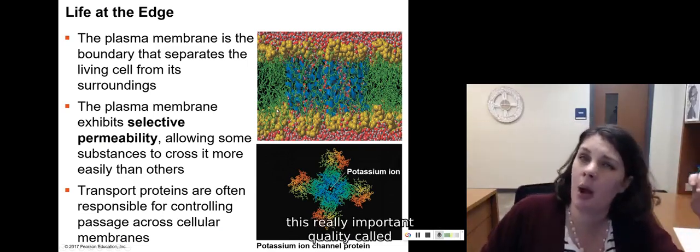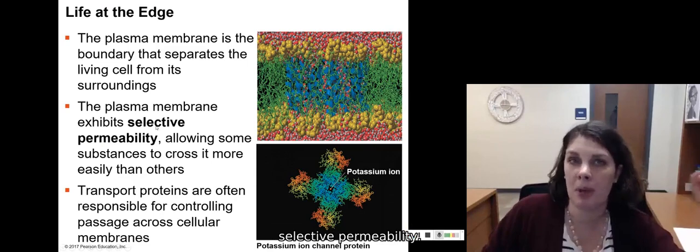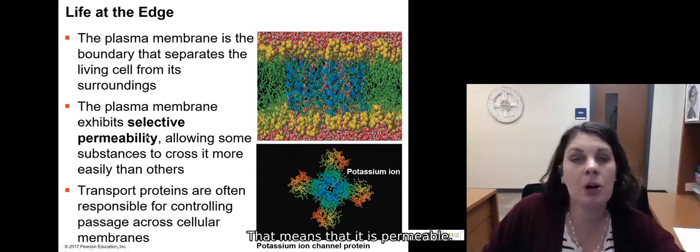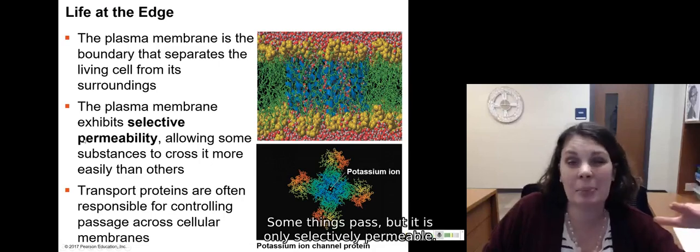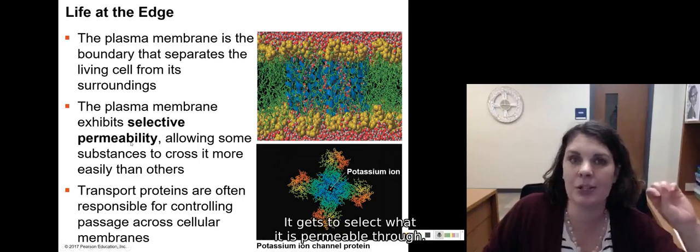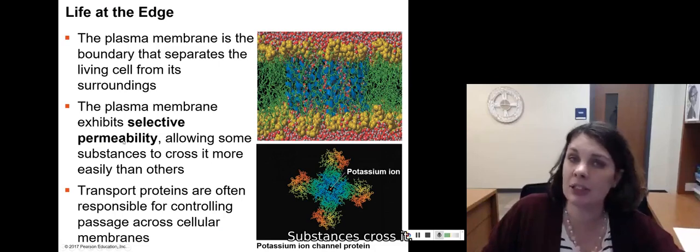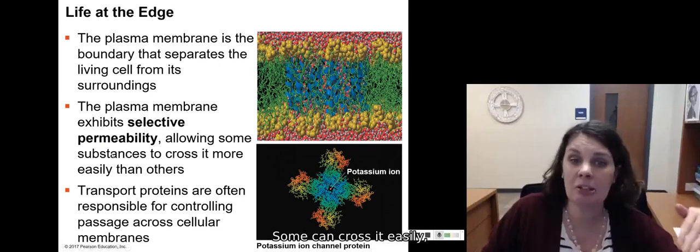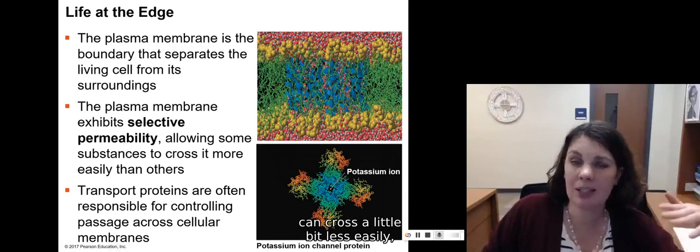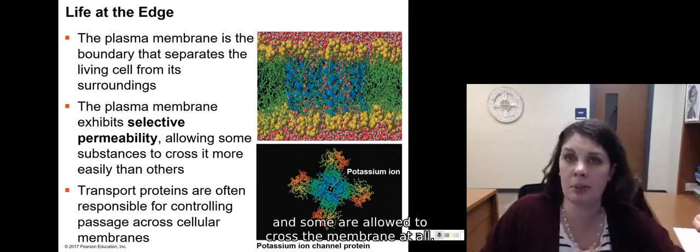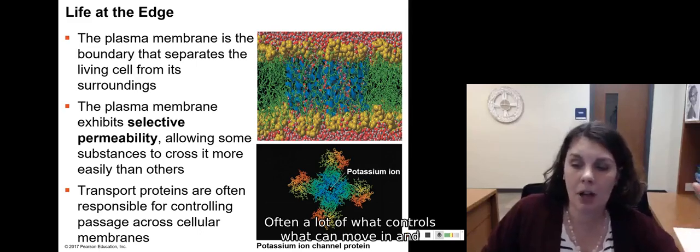The plasma membrane has this really important quality called selective permeability. That means that it is permeable. It lets some things pass, but it is only selectively permeable. It gets to select what it is permeable through. So it lets some substances cross it. Some can cross it easily. Some can cross it a little bit less easily, and some aren't allowed to cross the membrane at all.